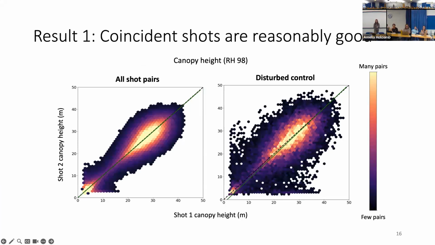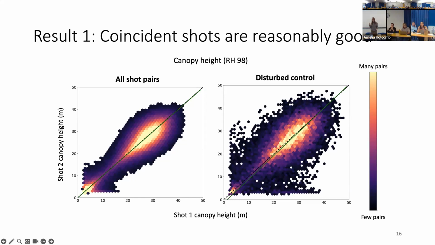Okay, so remember our first question: is it possible to use coincident GEDI shots this way? First sanity check. We're going to look at these control groups, and what we want to see is that if there's no intervening disturbance, then the first shot and the second shot should agree with one another. Here, looking at canopy height, I have the first measurement on the x-axis and the second measurement on the y-axis. You can see we have pretty good correlation between shot 1 and shot 2, especially in that more homogeneous set of forests on the left.